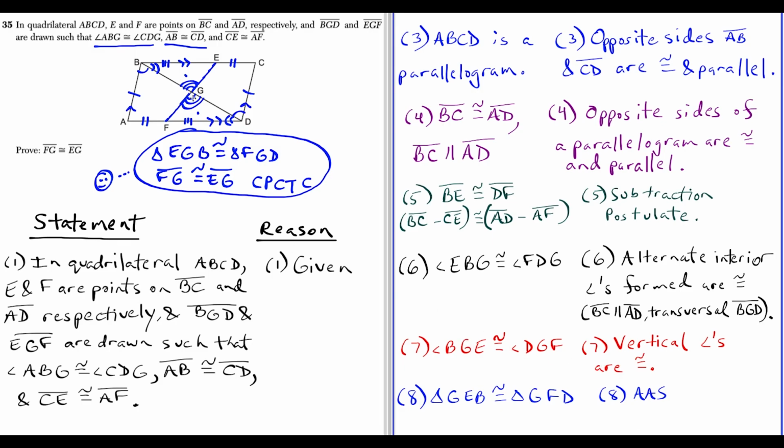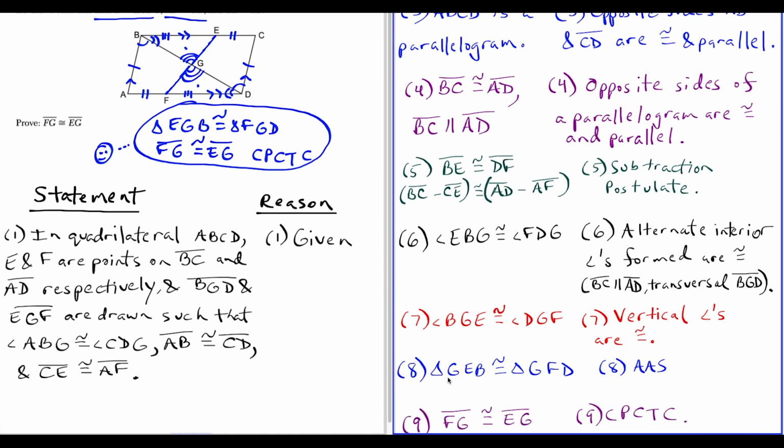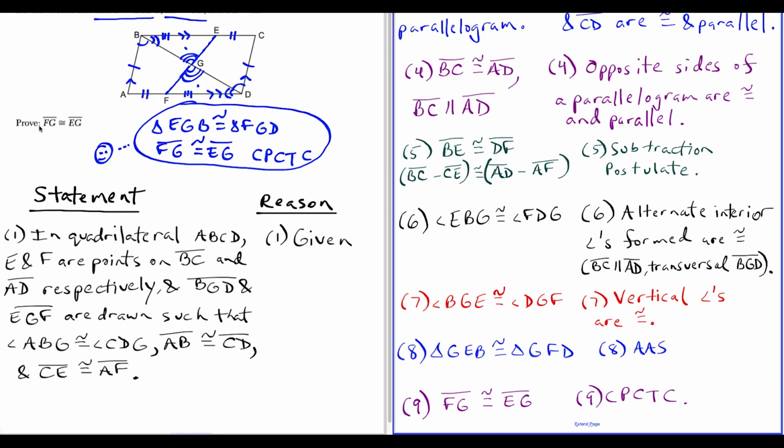And now that we've established that these two triangles are congruent, we could go ahead and wrap this up. We're going to say here, the last statement, that segment FG is congruent to segment EG by CPCTC.